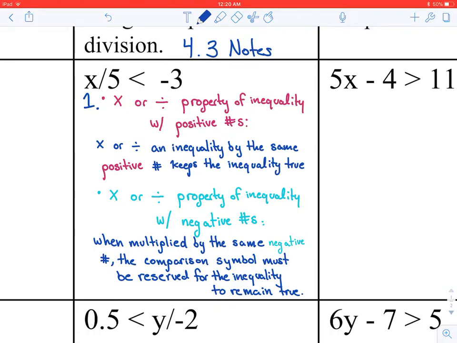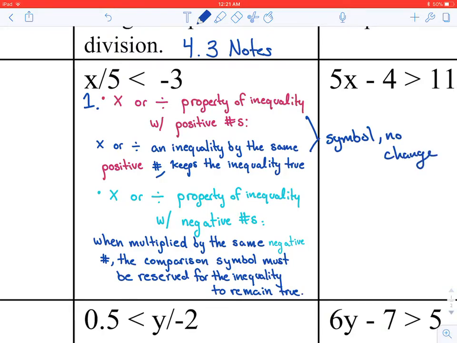Multiplying or dividing property of inequality with positive numbers. So notice how I said that it's with positive numbers. That means that there's going to be a different case with negative numbers. So this reads that if you multiply or divide an inequality by the same positive number, this keeps the inequality true. So we're already used to hearing that if you add or subtract something to both sides, it keeps it true. If you multiply or divide an inequality by the same positive number, it keeps the inequality true, meaning that the symbol does not change. So I'll make a little note of that. Symbol, no change.